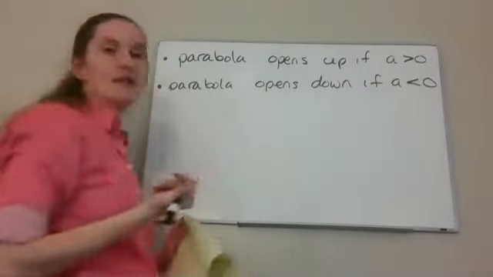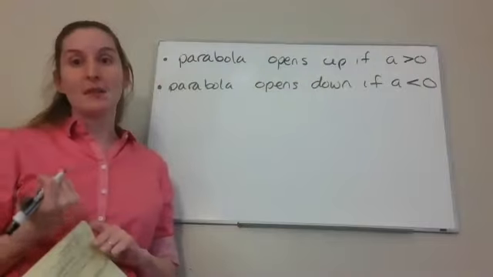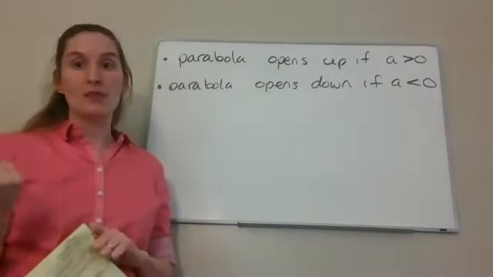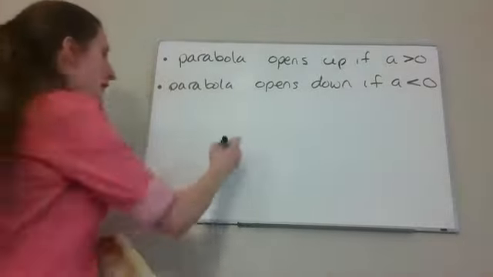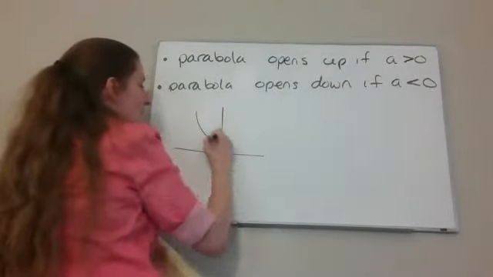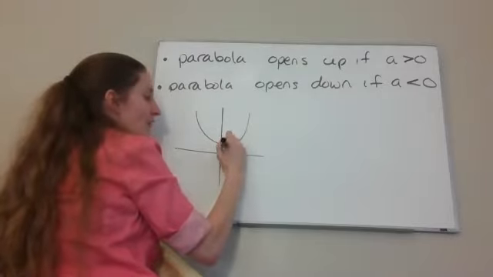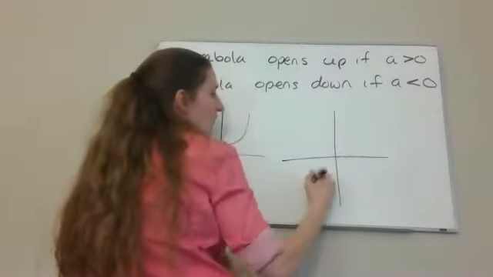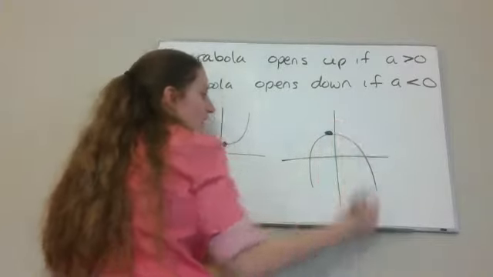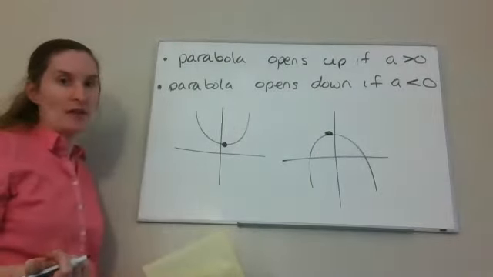That vertex is going to be either your maximum or your minimum of the function. And it depends on whether it's opening up or down. If your parabola happens to open up, you have a minimum value at your vertex. And if it opens down, you get a maximum at your vertex. You can see that just by looking at pictures.